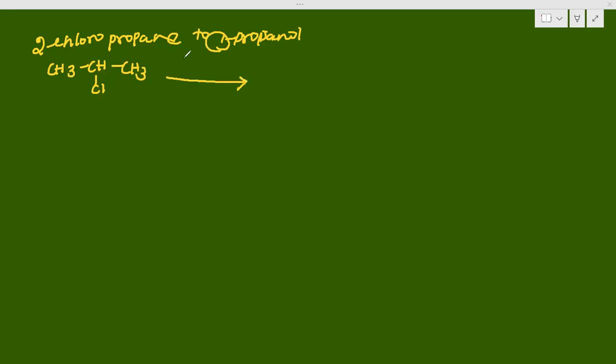I explained in the previous class what dehydrohalogenation is. For it, we add the reagent alcoholic KOH, and dehydrohalogenation takes place. The chlorine and this hydrogen are removed from here, and we get the product CH3CH=CH2, propene.